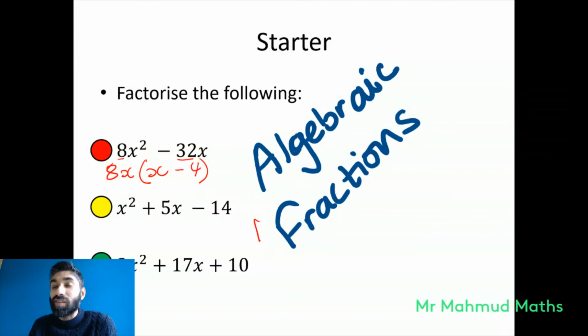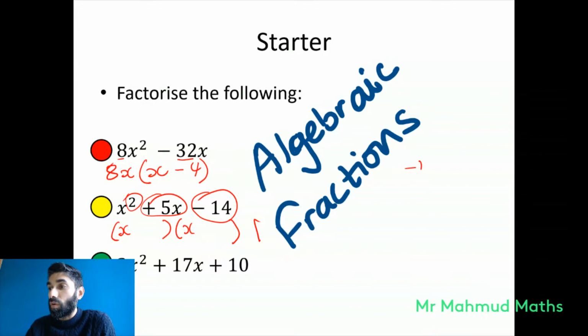Next, factorizing quadratic expressions. Now, we know that these will have double brackets because it has 3 terms and it's got a quadratic. Now, we need to find out what will go in this space and what will go in this space here. Now, we need to find the product. The product is minus 14, and the sum is plus 5. We need to list all the different ways we can get minus 14.